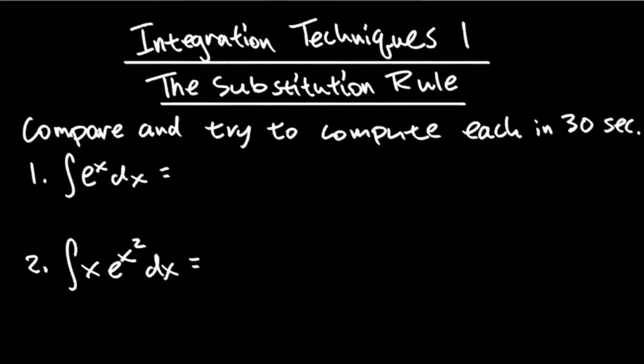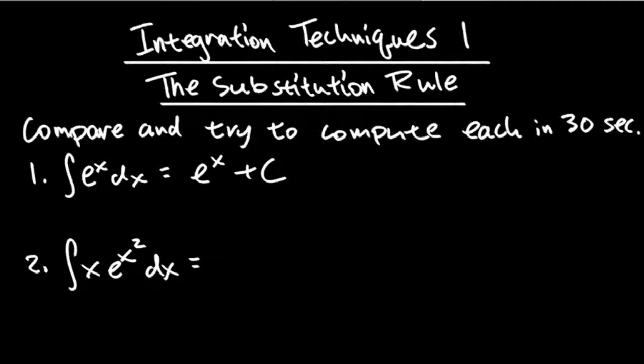Alright, so what I want you to first do is try to compute each of these in 30 seconds each. I'm going to give you 5 seconds to pause the video and try it and then restart. Alright, so I'm going to assume you've already paused and tried it, and you can probably see where this is going. Alright, so this one, easy. E to the x plus c, right? This one, not so easy.